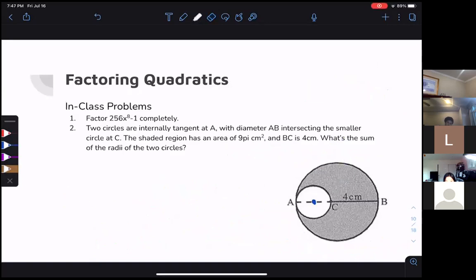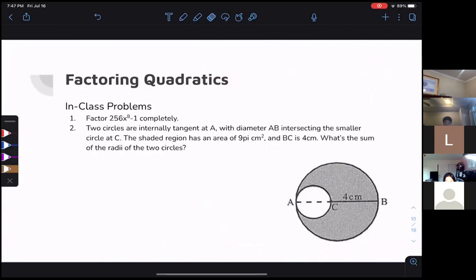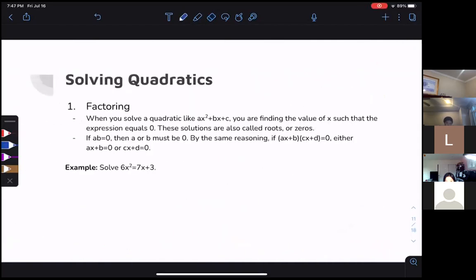And we might have to finish this off early, but I'll go over more on quadratics later if that is the case. So, solving a quadratic and factoring. When you solve a quadratic like ax squared plus bx plus c, you are finding the value of x such that the expression equals 0. These solutions are also called roots or zeros because if two numbers multiply to 0, if ab equals 0, then a is 0 or b is 0, at least one of them. By the same reasoning, you have a quadratic factored like this.